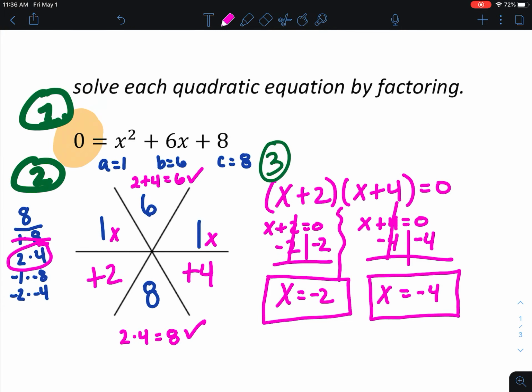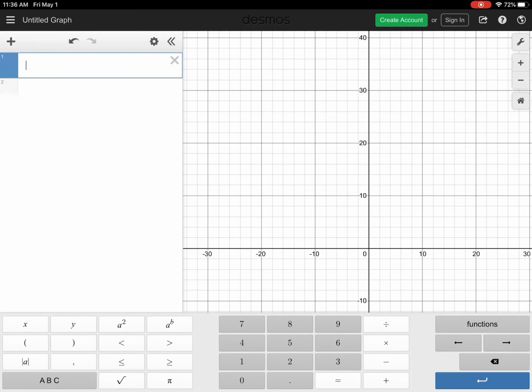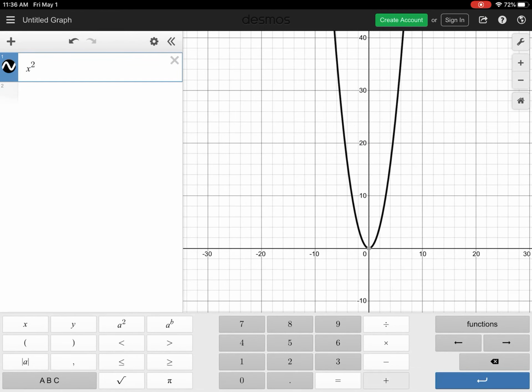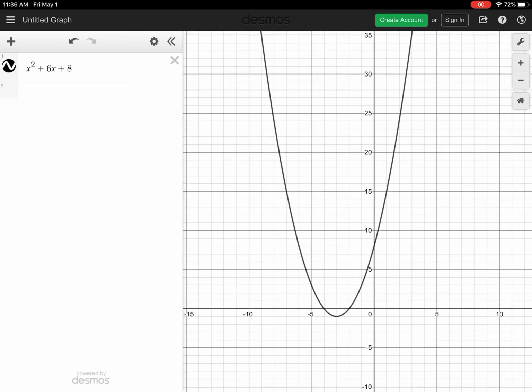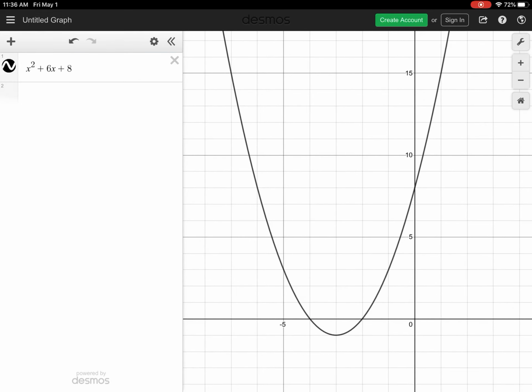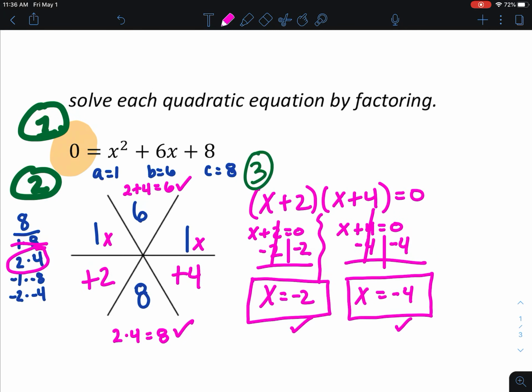Now, here's how you can check on Desmos if you are correct. So open up Desmos and type in the equation. So we had x squared plus 6x plus 8, okay? All right, zoom in to the x-axis, touch one of the x-intercepts. That x-intercept's negative 4, and that x-intercept's negative 2. So let's see. Negative 4 and negative 2. So I am good. Those are my two answers. That is it.